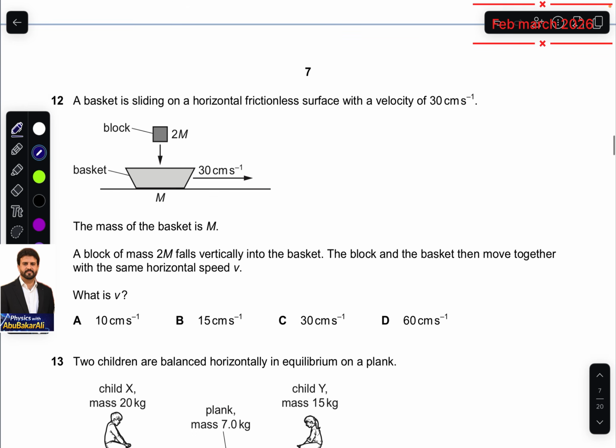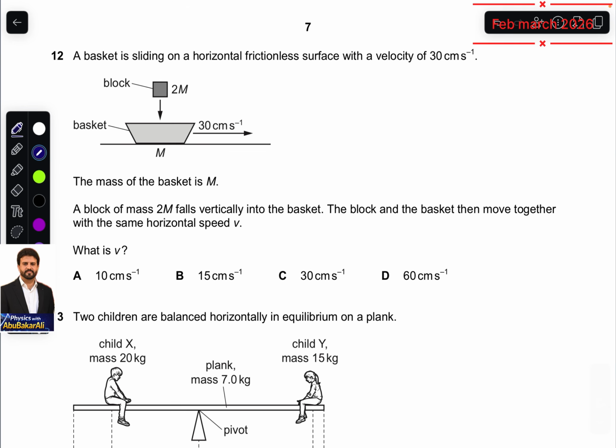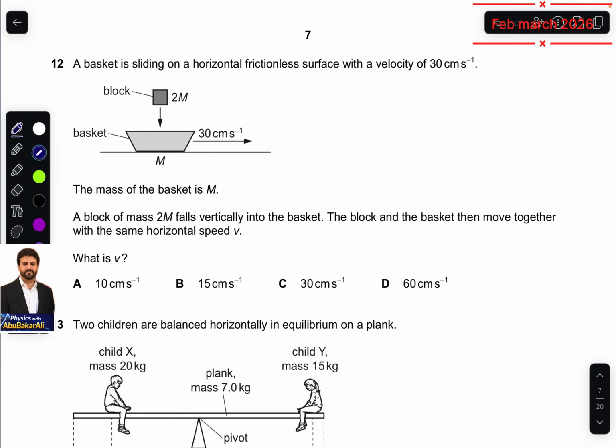Let's move forward. Question 12. A basket is sliding on a horizontal frictionless surface with a velocity of 30. The mass of the basket is m, and the block of 2m is falling vertically. So, what is this? It is a two-dimensional momentum question, but they have tricked us by showing it like a linear momentum question. This is moving in a horizontal plane and this is moving in a vertical plane. After colliding, they both will move together horizontally. So we have to consider the horizontal plane.